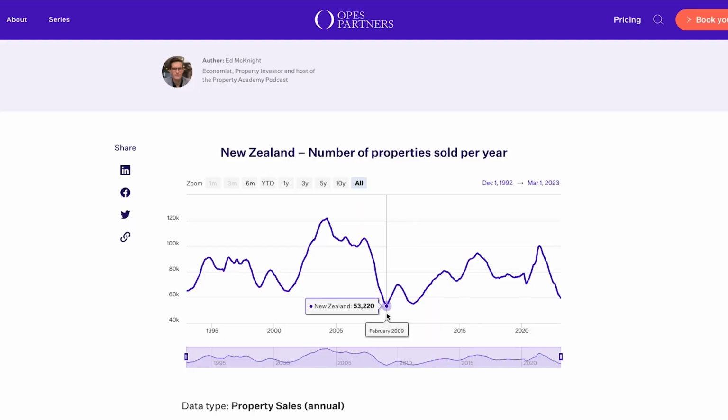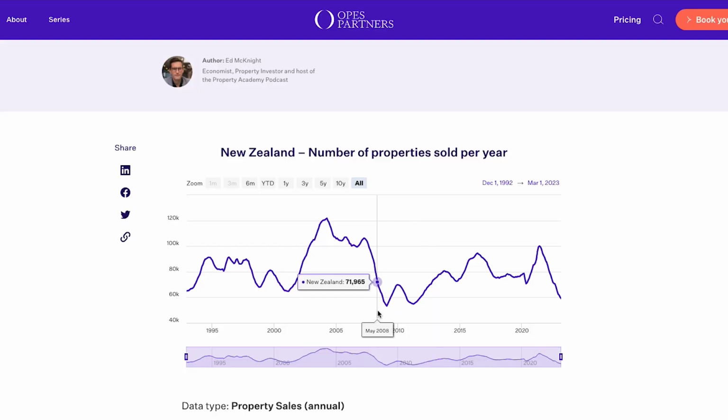And I think you've got to ask yourself, how far down is that number really going to go? If we look back at February 2009, when property transactions were at their absolute lowest, that was 53,000. So we're 11% higher than the lowest point historically. So what you're saying is the fewest properties ever recorded sold in New Zealand over the last 31, 32 years that we've got data was about 53,000. We're currently sitting at 59,000.